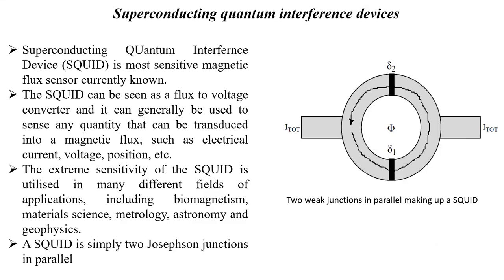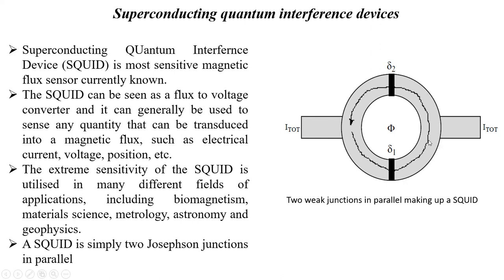Another kind is the superconducting quantum interference device, SQUID. SQUID is the most sensitive magnetic flux sensor currently known. How it works: the SQUID can be seen as a flux-to-voltage converter. It can generally be used to sense any quantity that can be transduced into magnetic flux, such as electrical current, voltage, or position. Here, this is the total current, and see how the flux can change. Changing the flux can be accounted for by making use of these things.